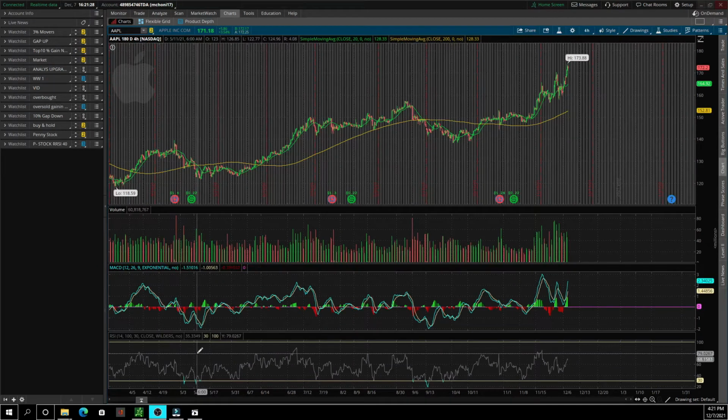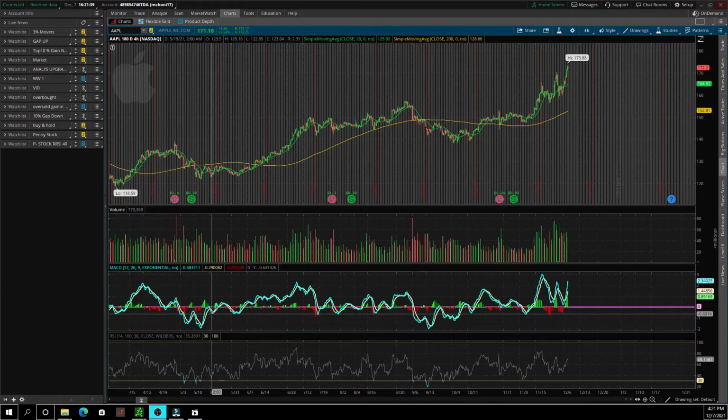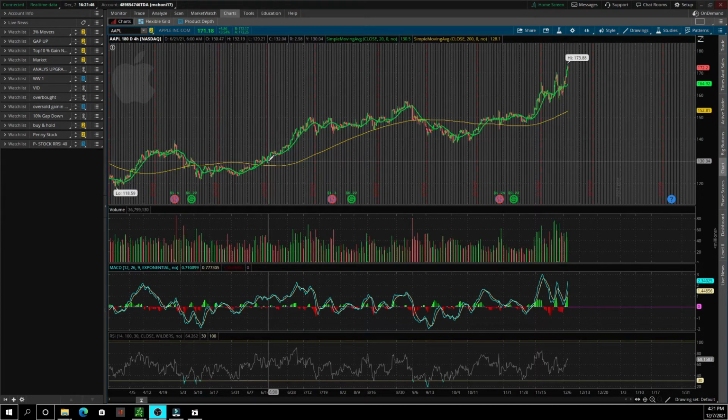Now this is how I trade using the MACD indicator. Every time the MACD crosses over, I will enter a trade right here, and every time the MACD crosses below, I will exit the trade. If I'm day trading, I will exit the trade right away. But if I'm swing trading the stock, then I'll wait until the stock crosses below the 20-day moving average.